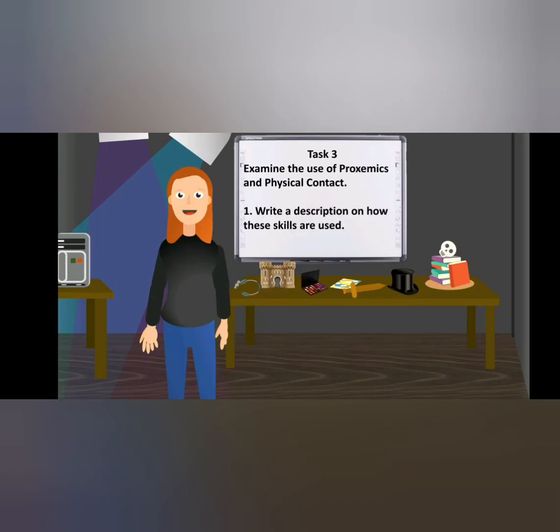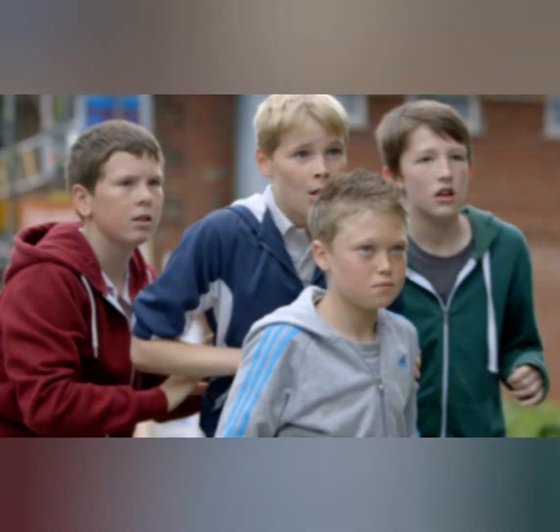Task 3. Examine the use of proxemics and physical contact. Write a description on how these skills are used. Pay attention to how close the boys are standing together. Are they touching one another? If so, how? What are their facial expressions like?